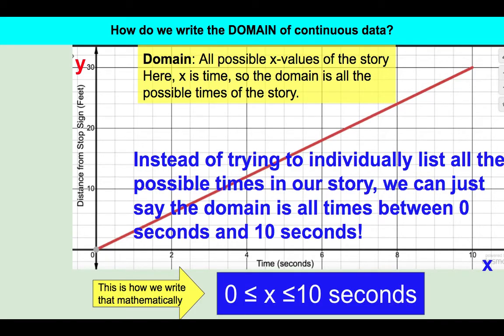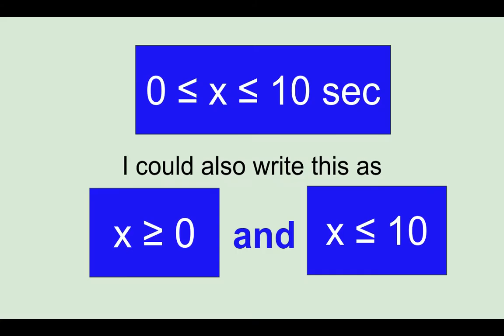And we write this mathematically with these inequality symbols. Notice that it's less than or equal to. There's that little line on the bottom. That means that 0 and 10 are included in our solution set. This just means we can break this down into two different inequalities that says x, my time, is greater than or equal to 0 seconds, and the time is less than or equal to 10 seconds.